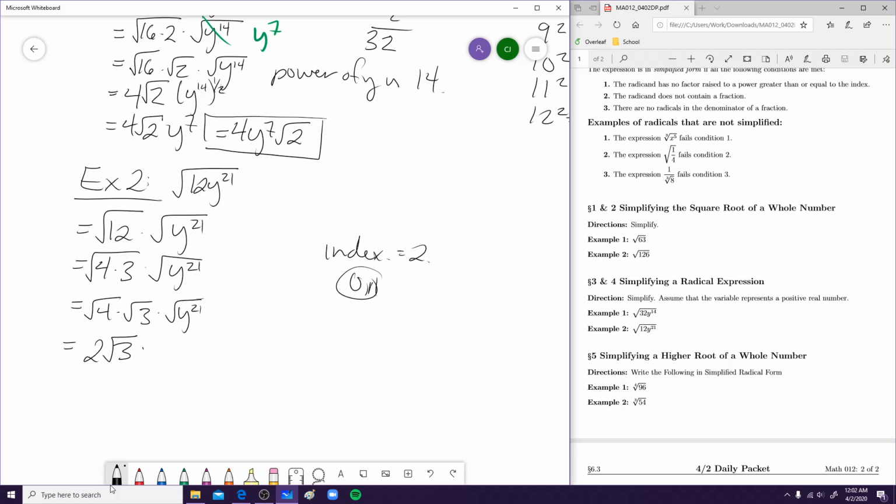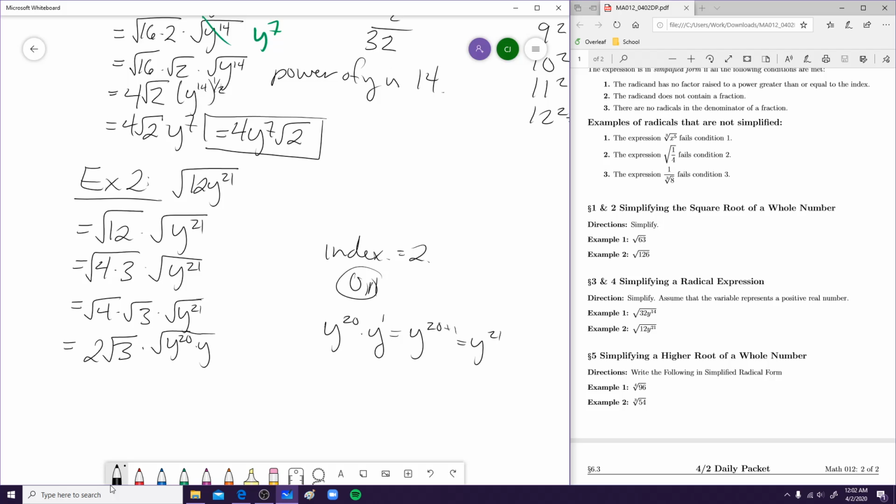So I'm going to rewrite this as the greatest perfect square. How am I going to do that? I'm going to rewrite this as y to the 20th times y. Recall the multiplication property: if there's a y, the exponent is 1, and since they have the same base, I can add the exponents. So this becomes y to the 20th plus 1, which is y to the 21st. As you can see, this is the exact same as this.